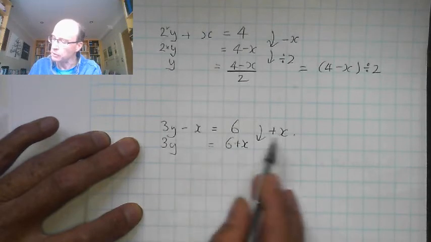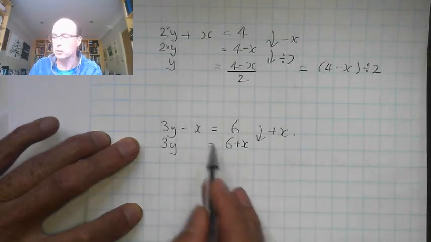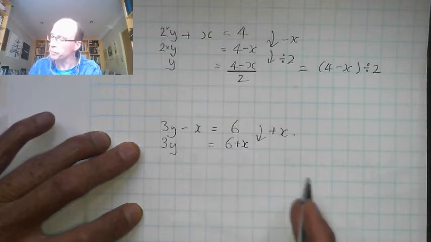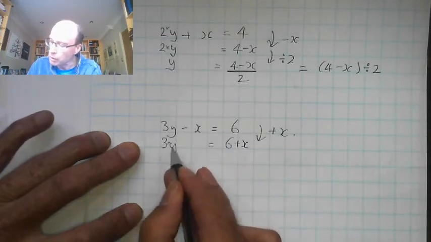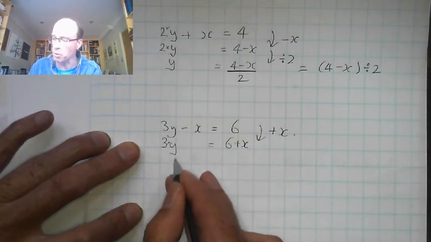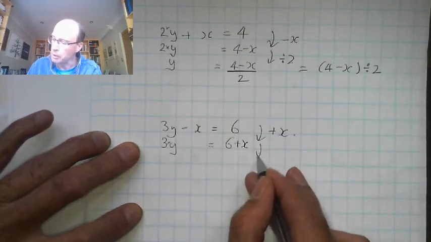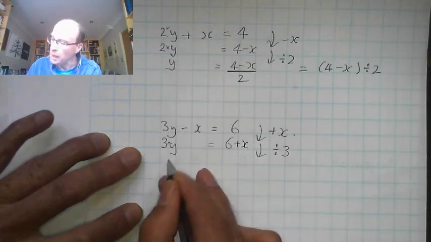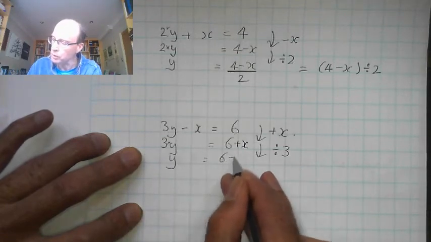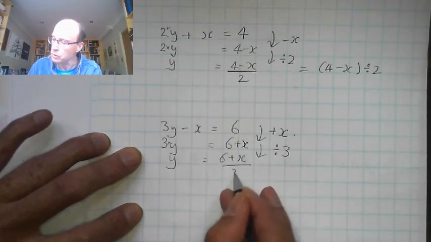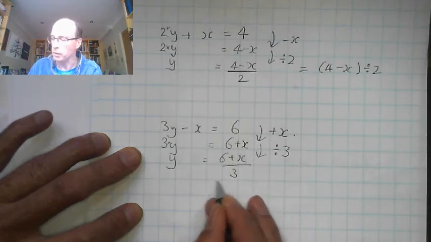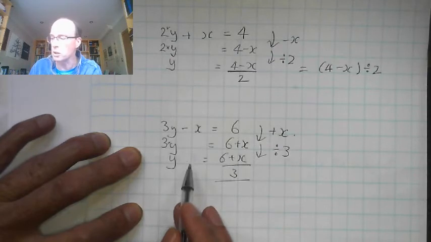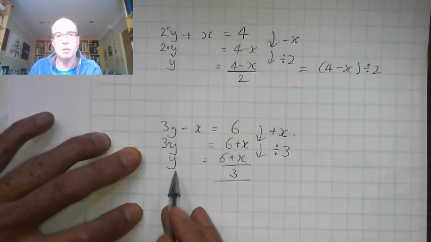So we've added x, cancels with this subtract x, added it to the right hand side, we've done the same, equations in balance. I've then got 3 lots of y. Well, I don't want 3 lots of y, I want 1 lot of y. So I want to do the opposite of multiplying by 3, which is to divide by 3, and that's going to give me y equals 6 plus x divided by 3. Again, we've got y equals something, so we've changed the subject, made y the subject of the equation.